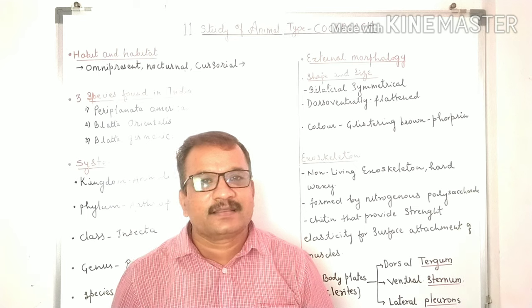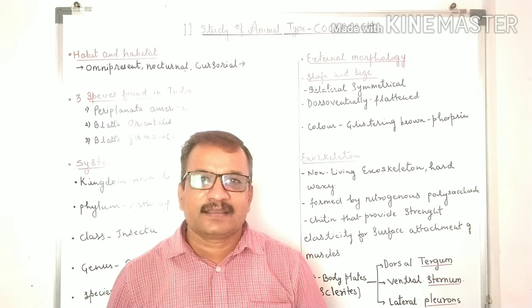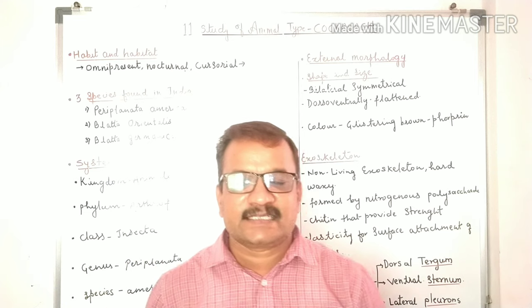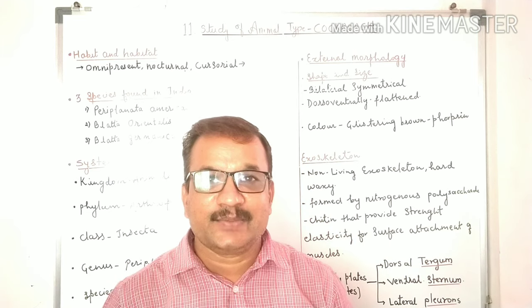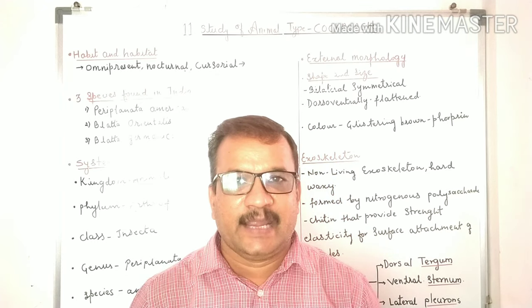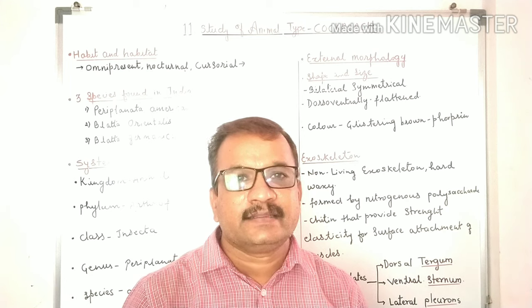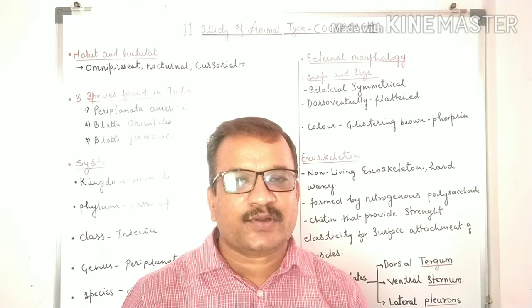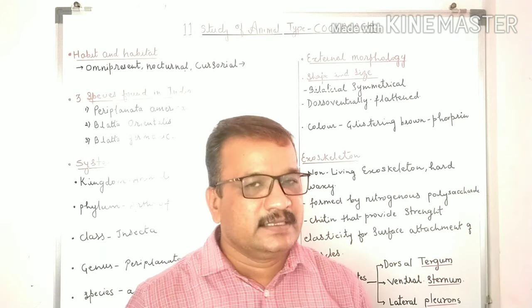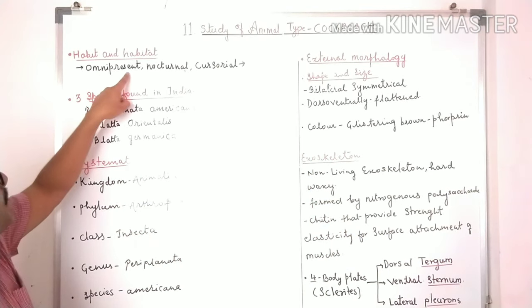Hello students, today we are going to learn a new chapter of standard 11, and the name of that chapter is study of animal types, cockroach. So first we will see habit and habitat. Habit means what? Animals, where they live, and habitat means what? What they eat.